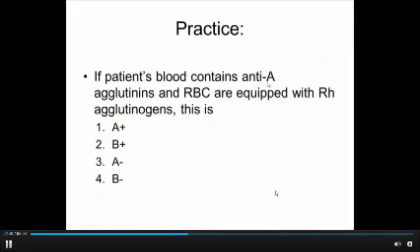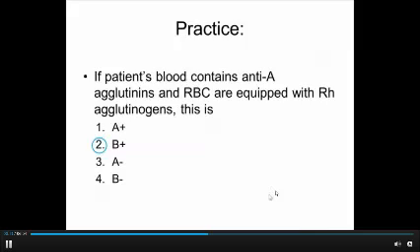One more. Patient's blood contains anti-A agglutinins. Anti-A, that's plasma. Anti-A means that this person has blood type B. And red blood cells are equipped with Rh agglutinogens, so that's Rh positive blood, right? So that's a B positive blood, right?